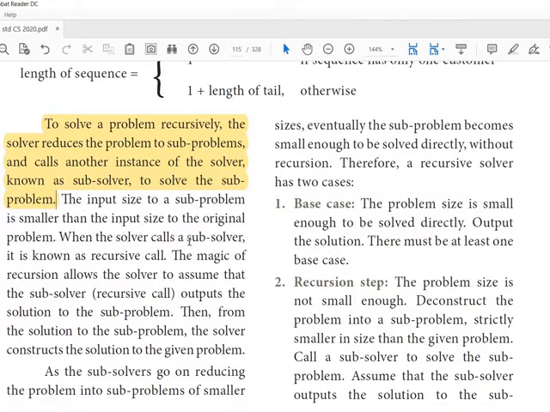When the solver calls a subsolver, it is known as a recursive call. The magic of recursion allows the solver to assume that the subsolver outputs the solution to the subproblem. Then from the solution to the subproblem, it keeps going repeatedly.